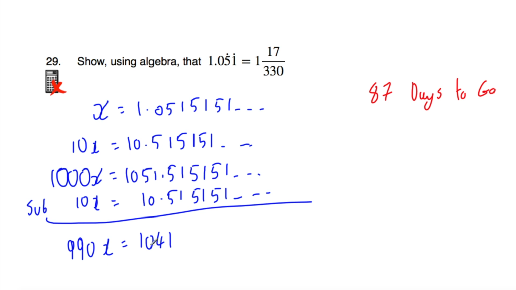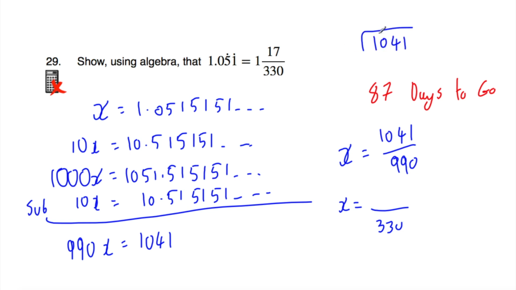So now if we divide by 990, we get that x is equal to 1041 over 990. Now if we have a look at the denominator we're trying to find, it's got 330, so I'm going to divide both of these by 3. So x is equal to, the denominator is going to be 330. Let's look at the numerator, let's divide that by 3.